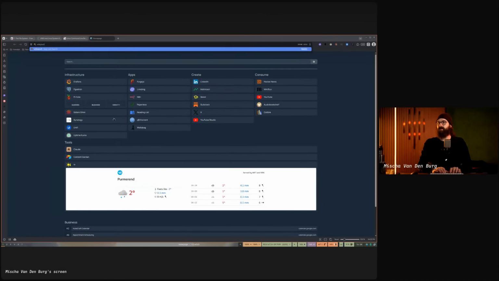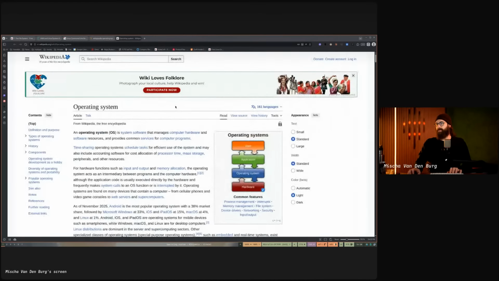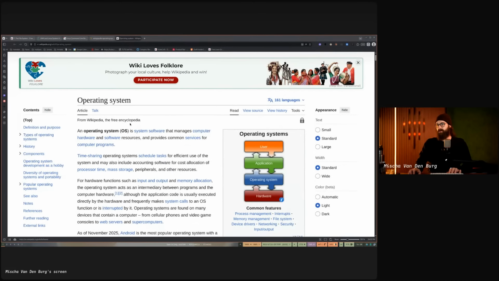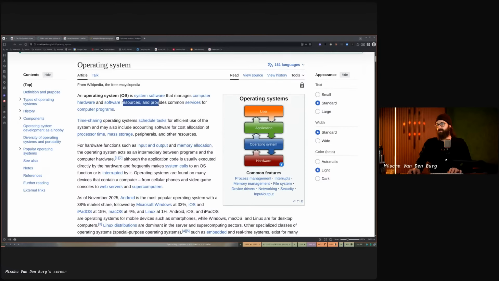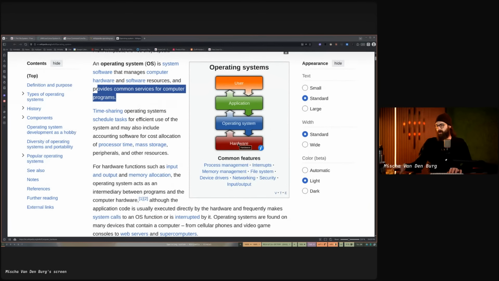So if we do Wikipedia, operating system, and Wikipedia generally is actually a pretty good source for technical information. I would say even better than ChatGPT. An operating system is system software that manages computer hardware and software resources and provides common services for computer programs. Okay, so the operating system, well, this is actually a very good image for it. So you have your hardware. So let's pretend this is my computer. This is my phone, which is in a way a computer. But let's pretend that this is a computer.